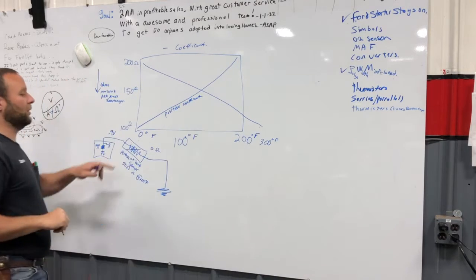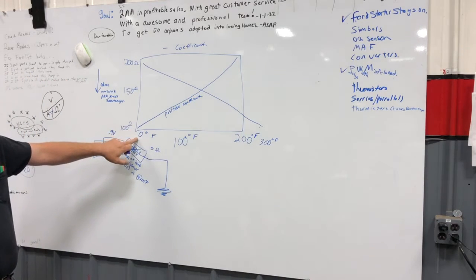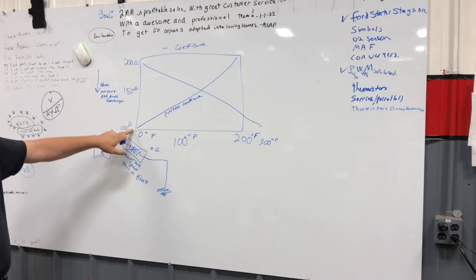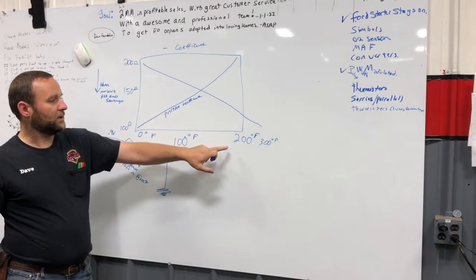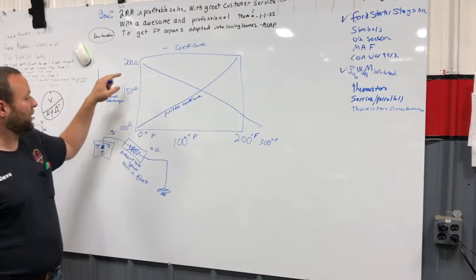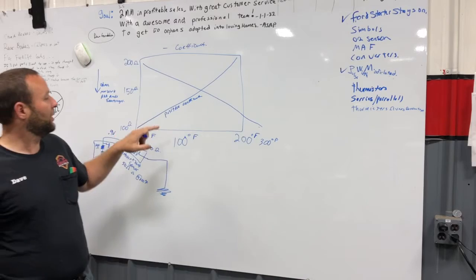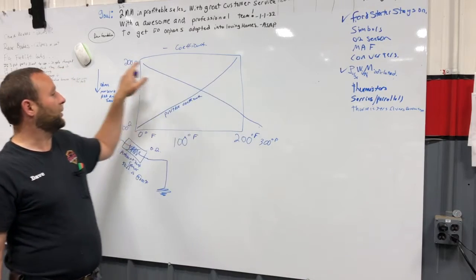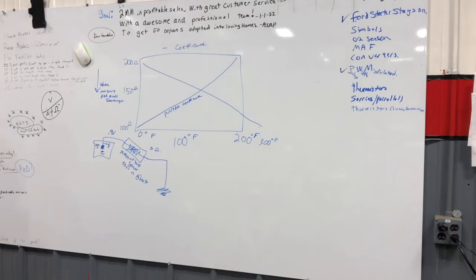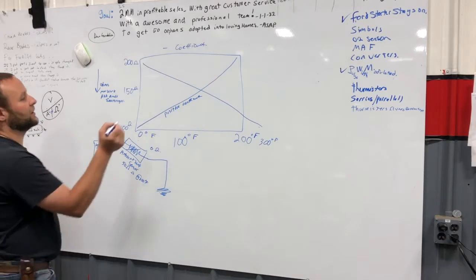Positive coefficient. So at 0 degrees Fahrenheit, if it's really, really cold in the winter, the intake air temp sensor is 100 ohms. And if it gets to 200 degrees Fahrenheit, that goes up to 200 ohms. That make sense? This is positive, this is negative coefficient.